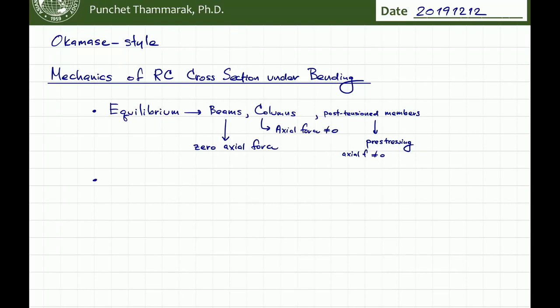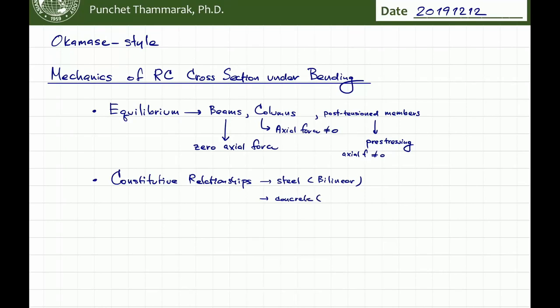Second, constitutive relationship. For steel we have the bilinear. As a matter of fact, we can put a more elegant model of the material. If tomorrow there is a newer model you want to incorporate, you just use the same idea. You have a different equation that describes the material, but the algorithm that we use to construct this is actually the same. Concrete.